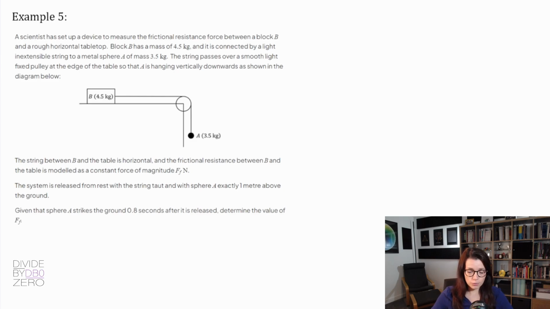Now again, common with a lot of mechanics questions, that's a lot of text to take in. So you might want to go back through and just highlight the key parts. So the masses are useful, and then the frictional resistance, which is a constant force of magnitude FF, released from rest 1 metre above the ground, 0.8 seconds. Now everything in these last two pieces of the question is leading us towards a suvat again, because we're given pieces of the puzzle and we can work out acceleration from there.